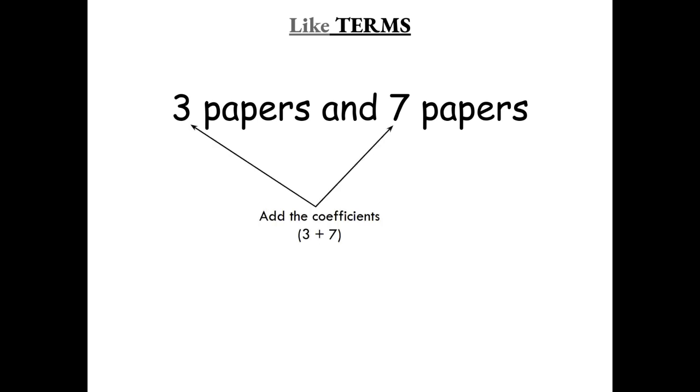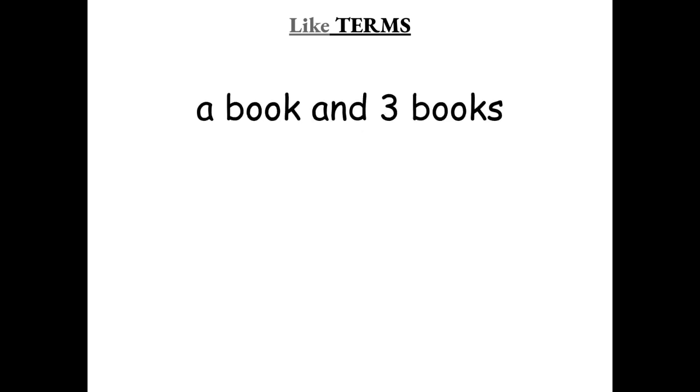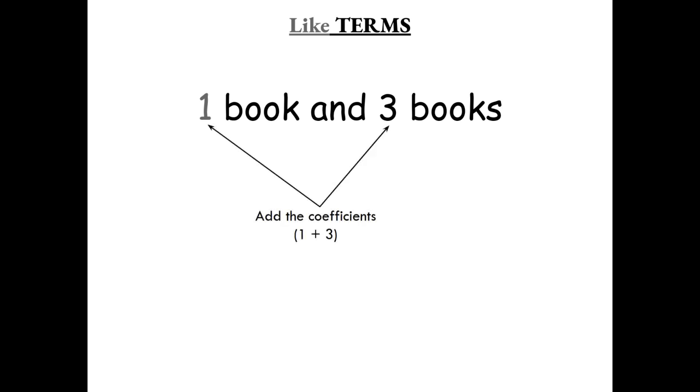Again, you're going to add the coefficients together. 3 plus 7 is 10. And we're talking about papers, so we have 10 papers. A book and 3 books. A book, there's no number there, but if it says a book, that means there's 1 book. And 1 book and 3 books is really 4 books. You're adding the coefficients together, 1 plus 3 to get 4 books.